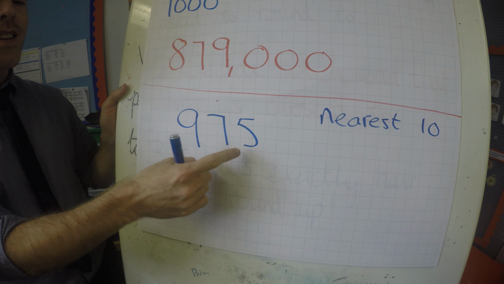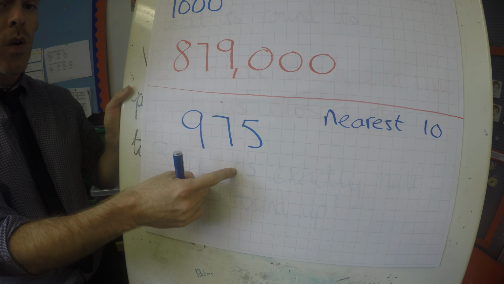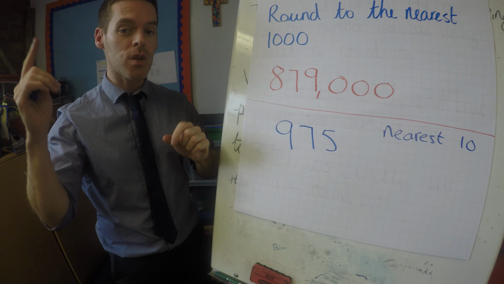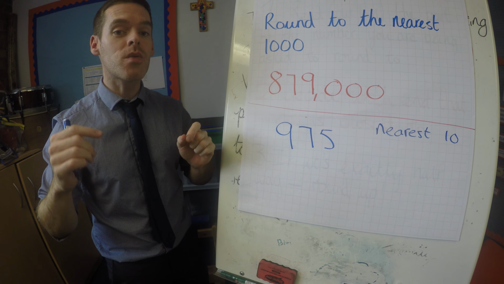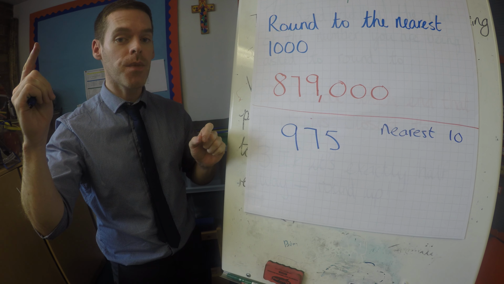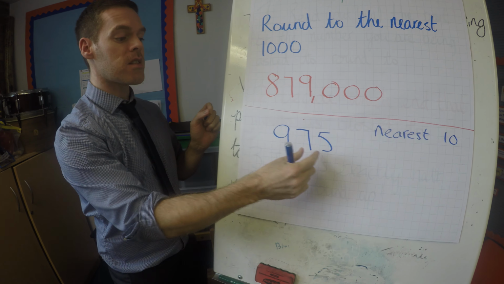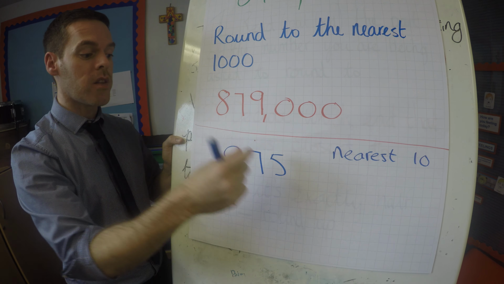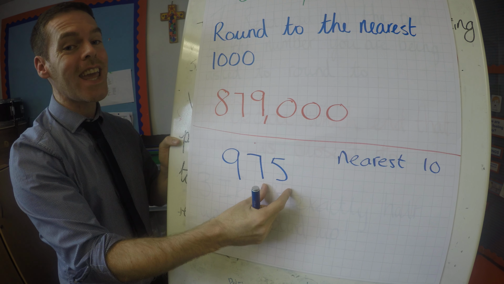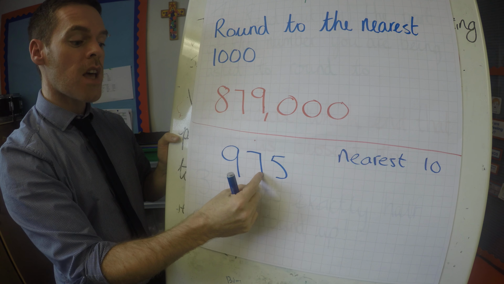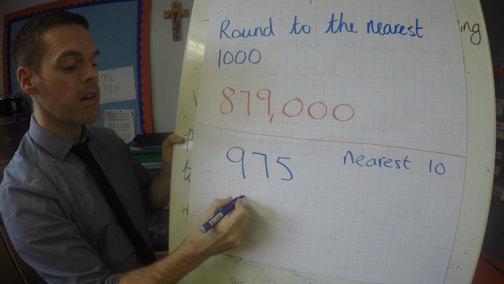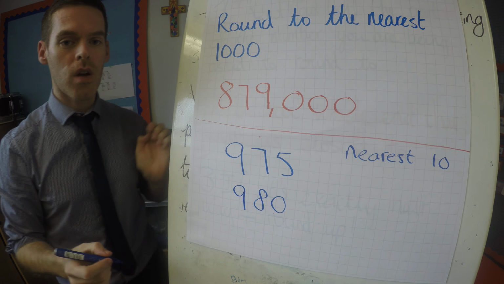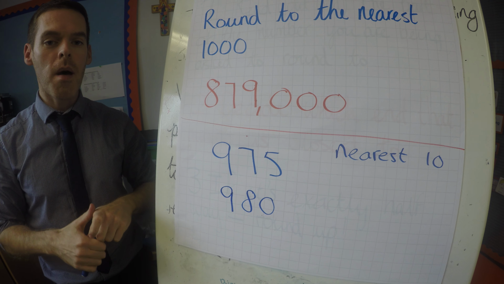In this case, it's exactly halfway. When the number is exactly halfway between the 2 other numbers, you always round up. Always. In this case, 75 is halfway, which means I'm rounding up. So the nearest 10 is going to be 80. So 975 rounded to the nearest 10 is going to be 980. So that's just one you have to remember.